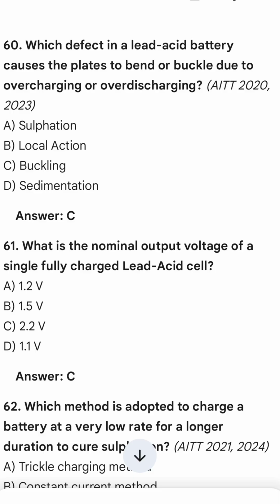AITT exam 2020 and 2023. Option A, sulfation. Option B, local action. Option C, buckling. Option D, sedimentation. Option C, buckling.